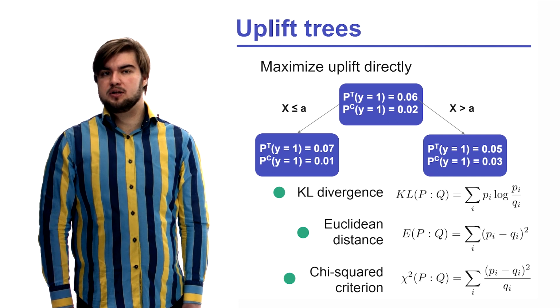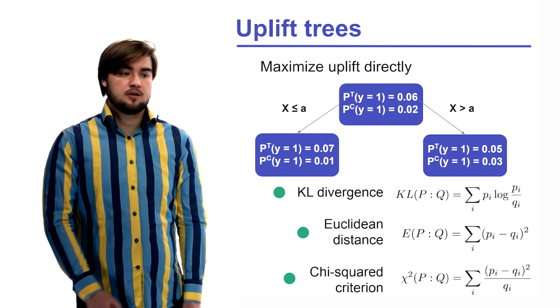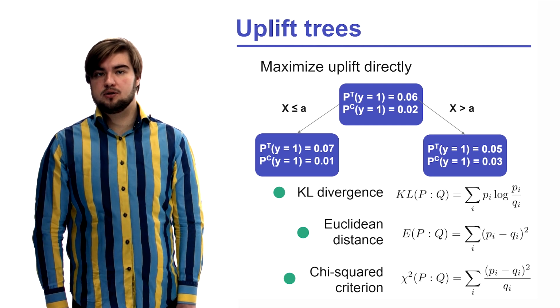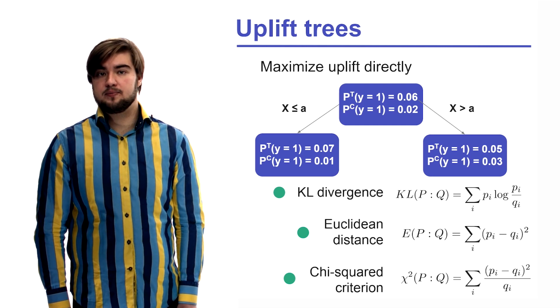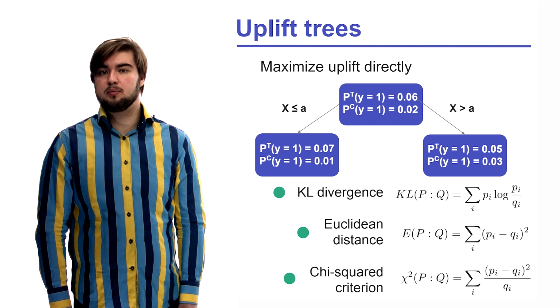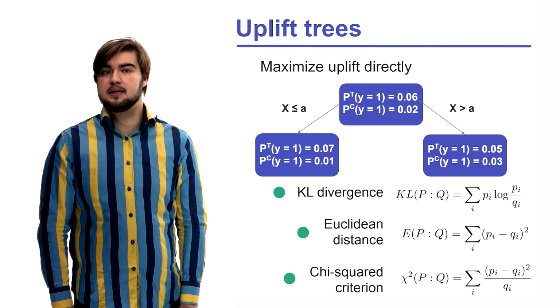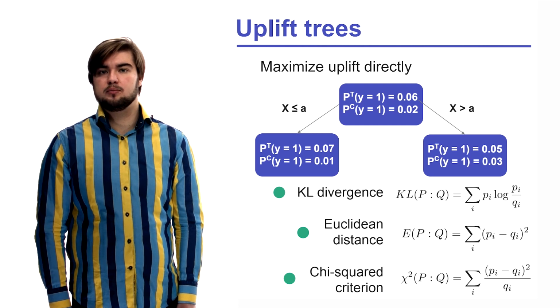The following criteria can be used as a distance. They are presented on the slide: KL divergence, Euclidean distance, or chi-squared criterion. If we know how to build uplift trees, then we can combine them into a random forest and end up with a fairly strong model.